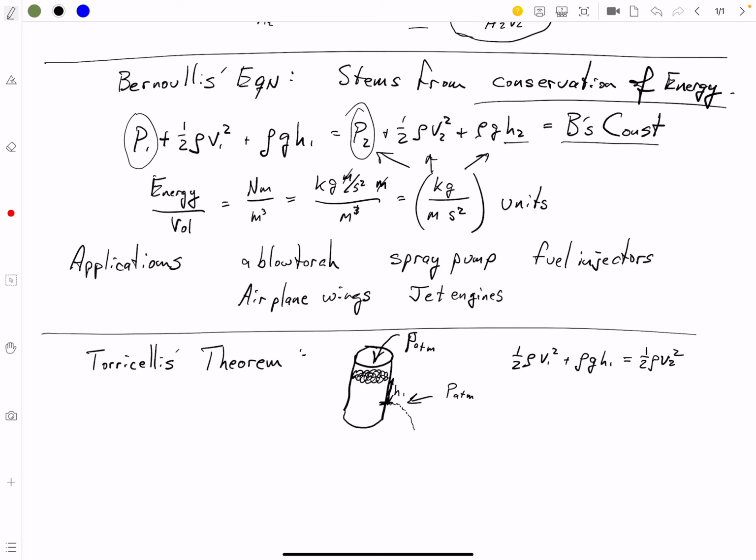And what do you have here? Oh, look at this. Rho is in each term. So imagine that. And then we can multiply this by 2 to get rid of all the halves. So what do we got? We multiplied everything by 2. So we've got V1 squared plus 2GH1 equals V2 squared.